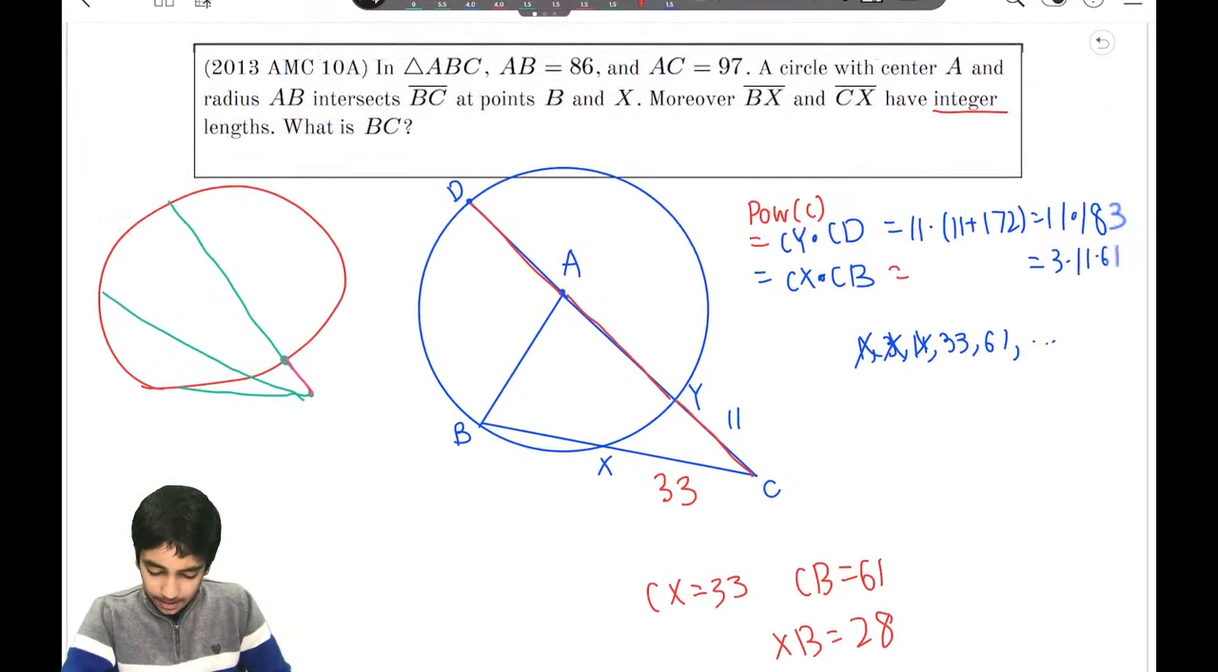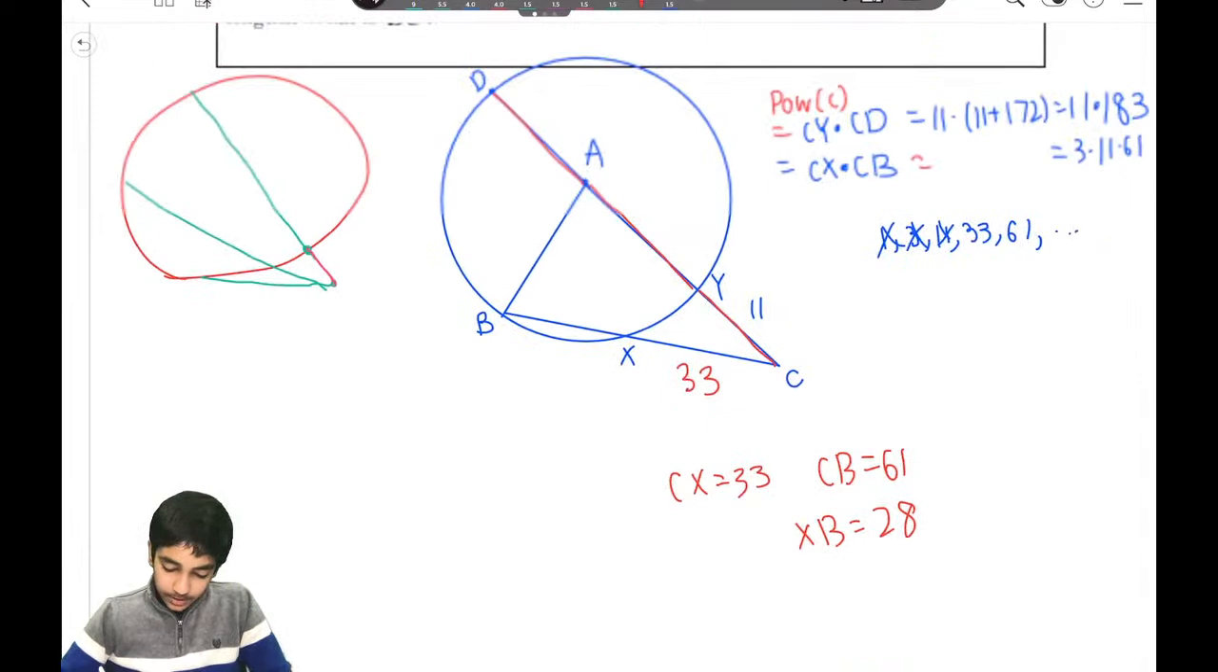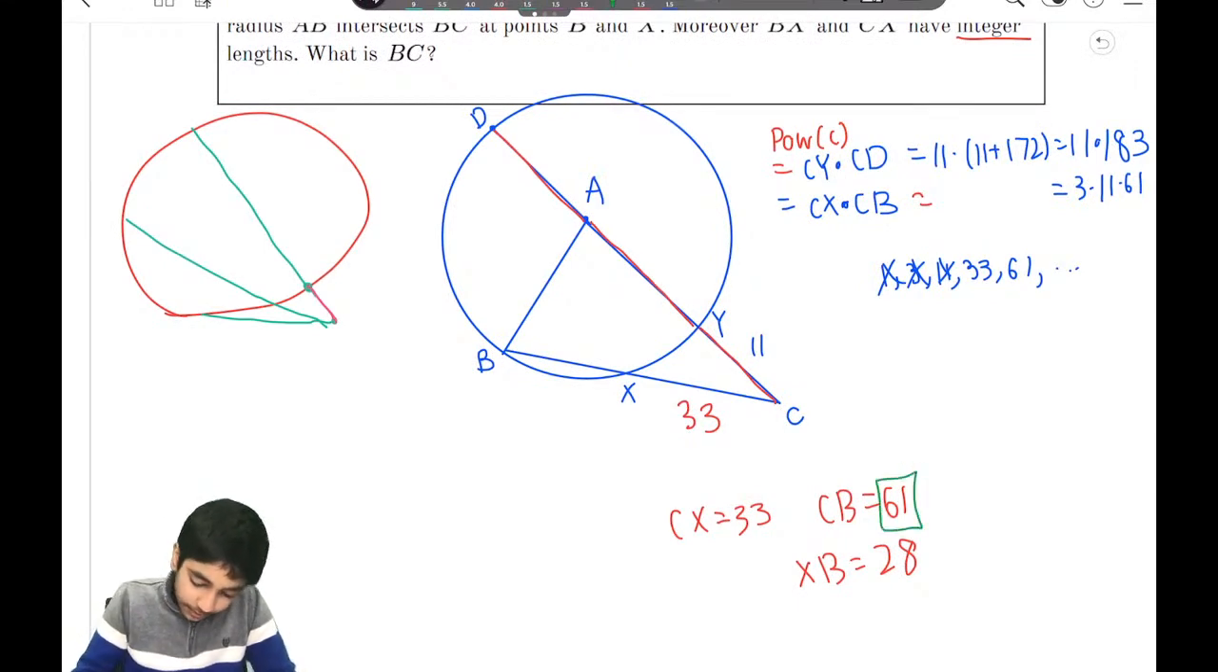So just to summarize the key steps, we use power of a point because we're dealing with tangents and secants. And tangents or secants are always a good sign to use power of a point. So from here you can see that if CX is 33, CB will have to be 61, because 33 times 61 works. And we can see that 61 actually does work, because if this is 61, then this is 28.